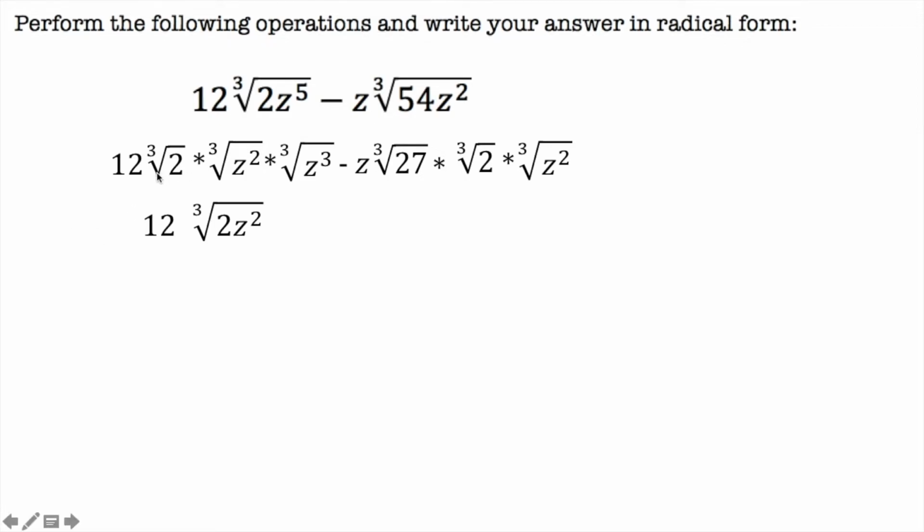Oh, sorry. They multiply these two together. So the 12 cube root of 2 times the cube root of z squared gives you 2z squared. So 2 times z squared is where this came from. And then the cube root of z to the 3rd power. So anytime you have an exponent underneath and it matches the radicand, it's just this letter or number that's here. So that's z to the 3rd power, which is z times z times z. And if you take the cube root of that, that's just z left over.